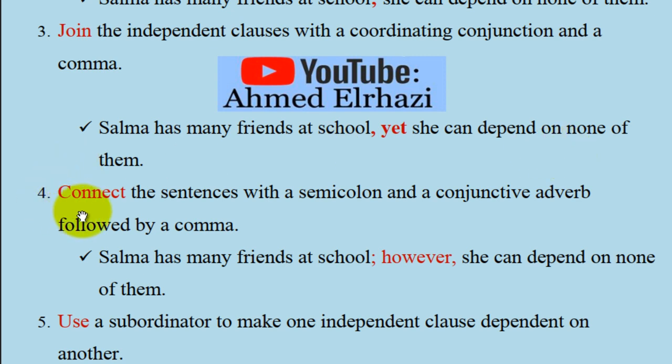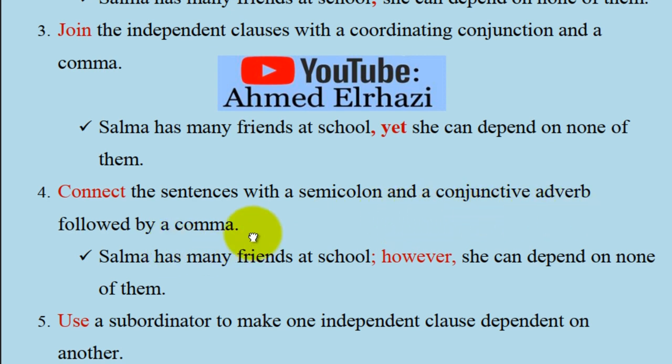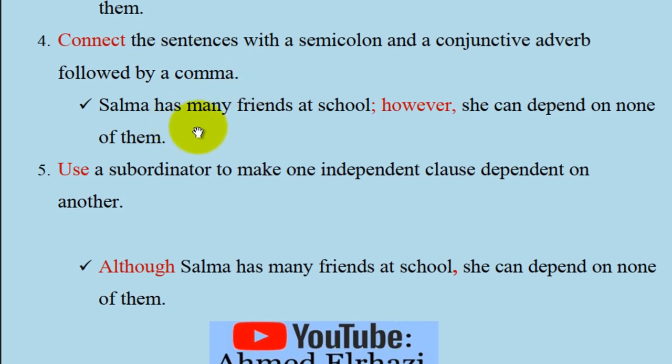Number 4. Connect the sentences with a semicolon and a conjunctive adverb followed by a comma. Salma has many friends at school, semicolon. However, she can depend on none of them. Number 5. Use a subordinator to make one independent clause dependent on another.